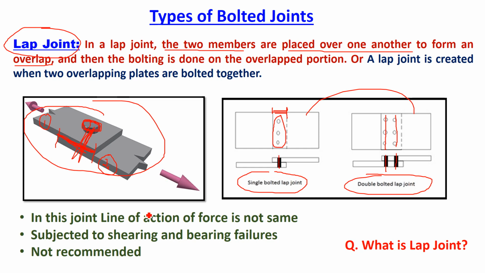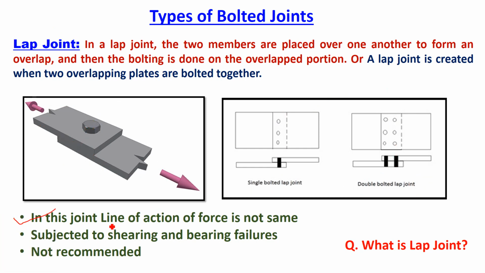There are mainly two reasons. The first reason is that in the joint, the line of action of force is not the same. For example, the force on the upper plate is in this direction, and the lower plate is towards the left, but if you look at the line of action of these two forces, it is different. Similarly here, the line of action of force is not the same. So because of this, it is mainly subjected to shearing force and bearing type of failures.